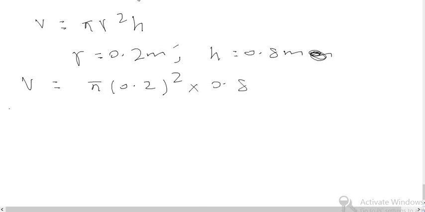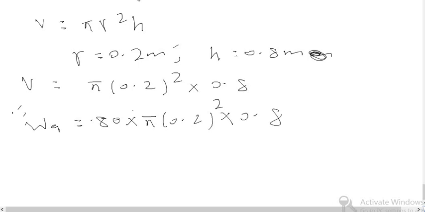So now the weight is equal to the specific weight, which is 80, times the volume, and the volume is pi into 0.2 squared times 0.8. So the weight is equal to 8.042 kilonewton.